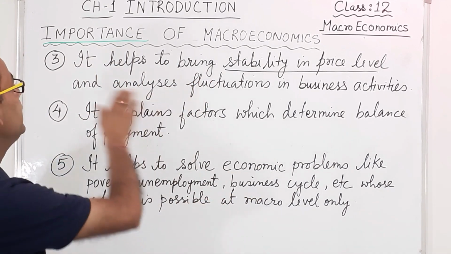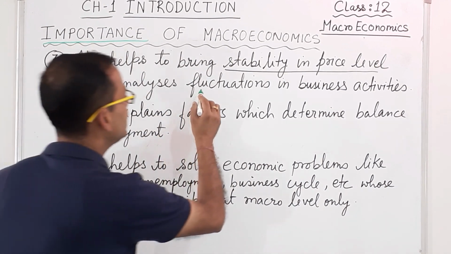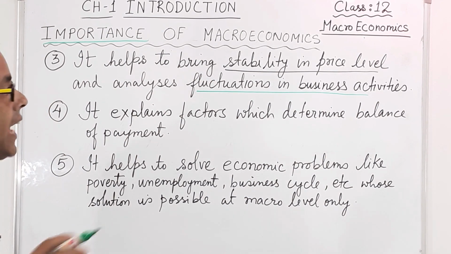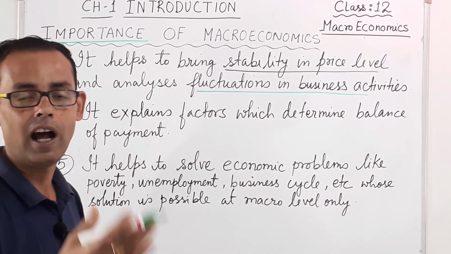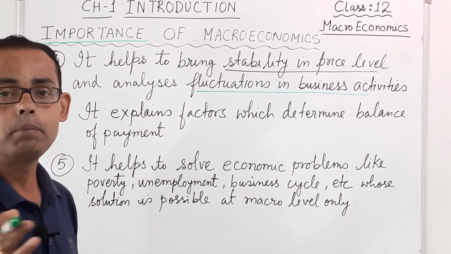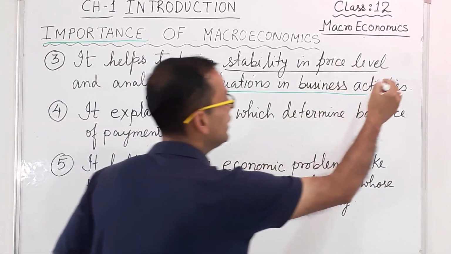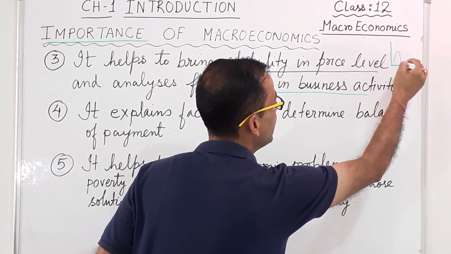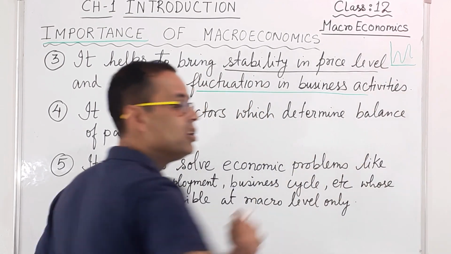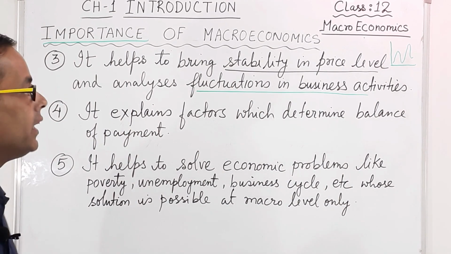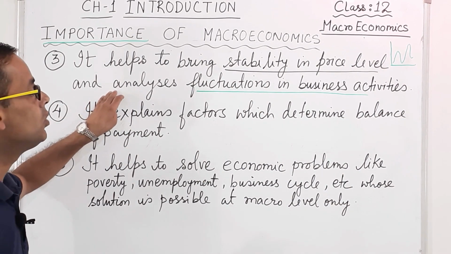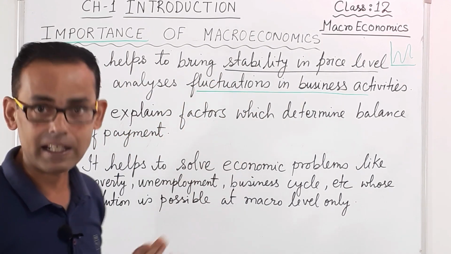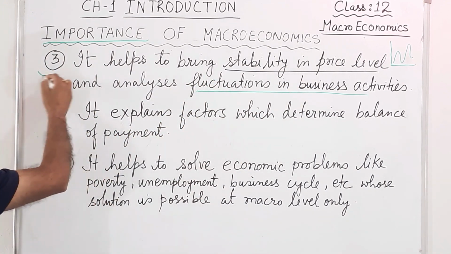And it helps to analyze fluctuations in business activities. Fluctuations in business activities means we will learn afterwards that in the business cycle there are fluctuations like this. If I draw one thing here, sometimes it goes up, again down, again up, again down. So these fluctuations are going on. So we have to analyze what are the causes that make fluctuations in business activities. So this is another importance.